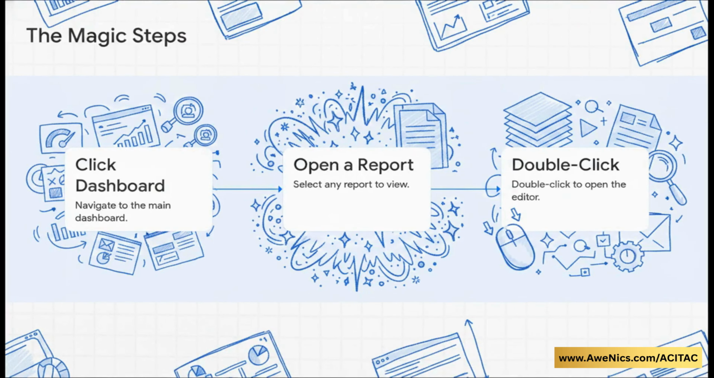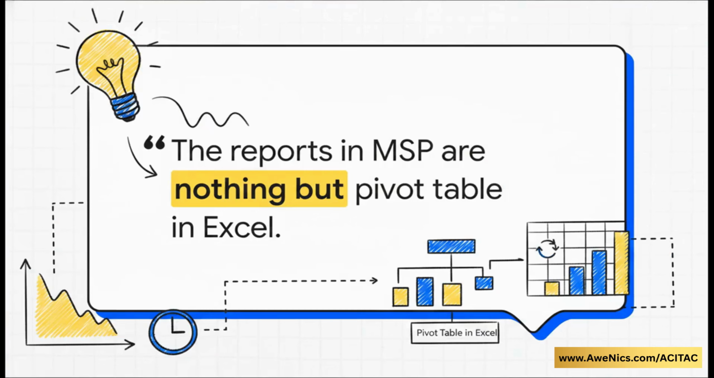To reverse engineer all these flashy visuals, the instructor walks us through 3 literal physical actions. First, click on the dashboard. Second, open up a report. And third, and here is the hidden shortcut, just double-click on the report itself. That simple double-click opens up the editing interface, and what it reveals is going to completely change how you approach this software. Boom! This right here is the massive aha moment.